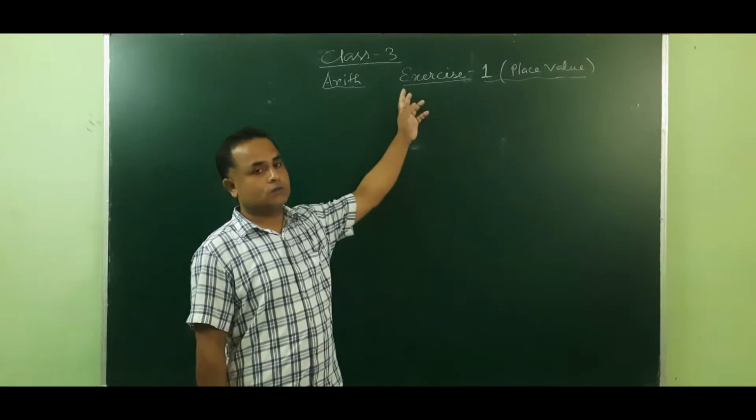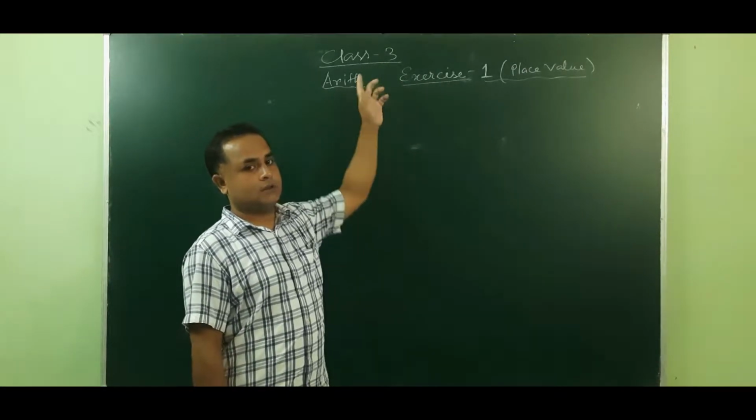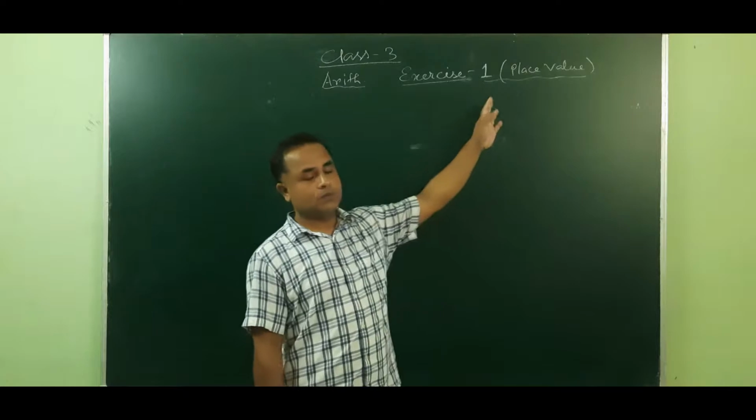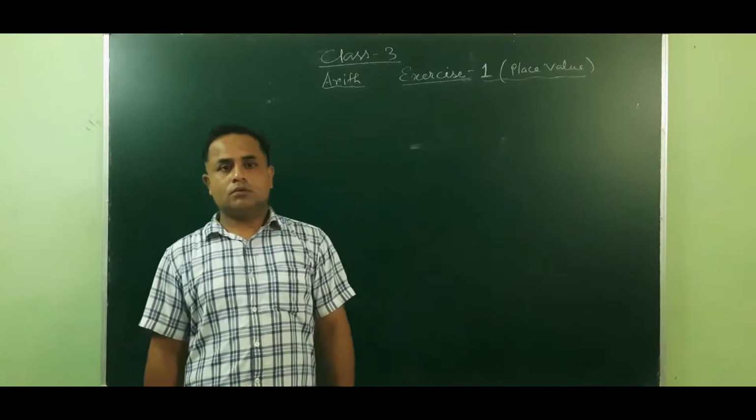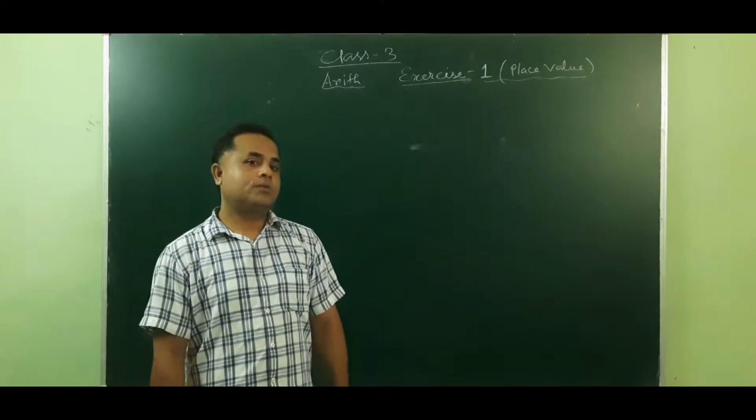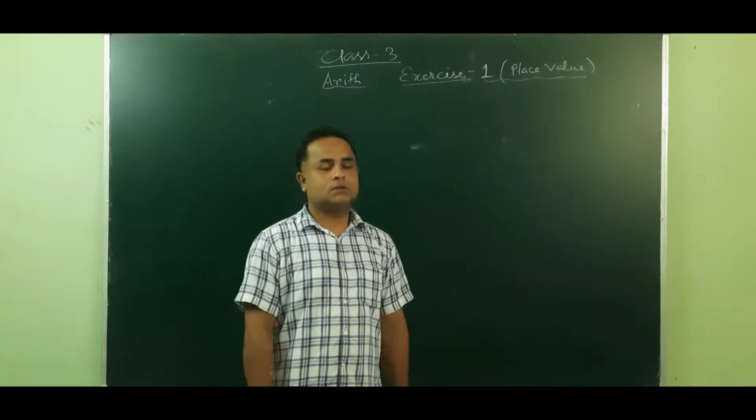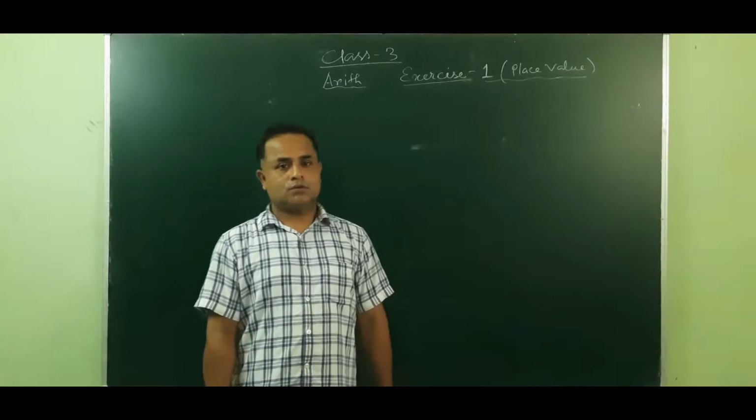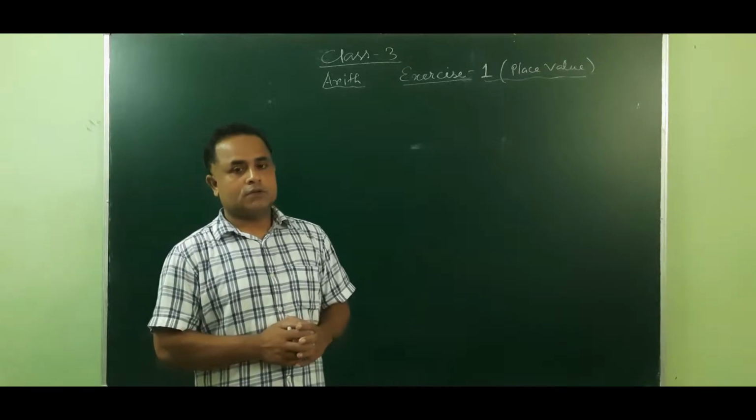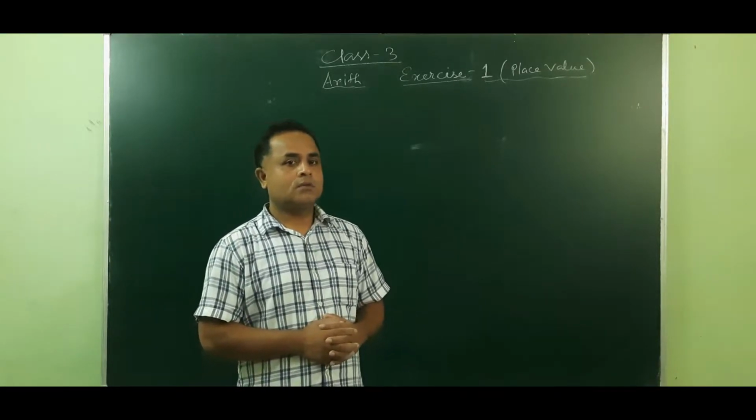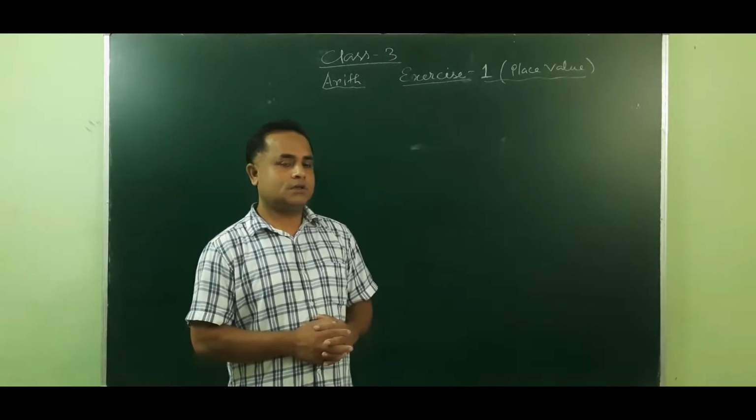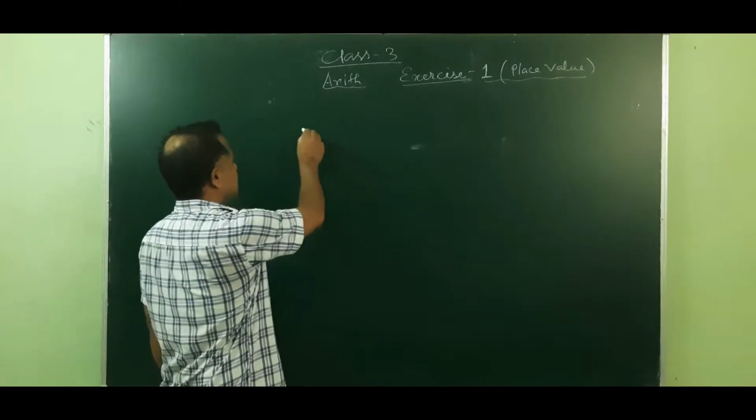That is exercise 1, end of class 3. The name of the chapter is place value. So before going to place value, we have to know the counting systems. To form a counting system, first we need to know the digits. Let's see.